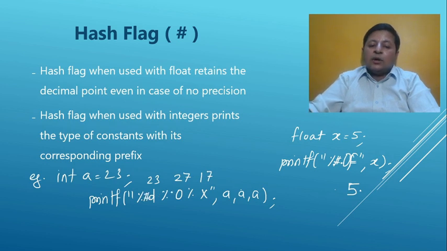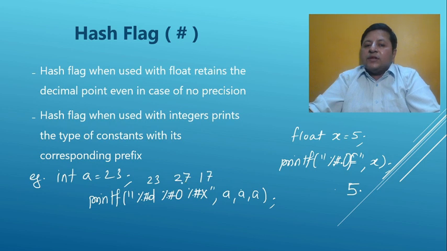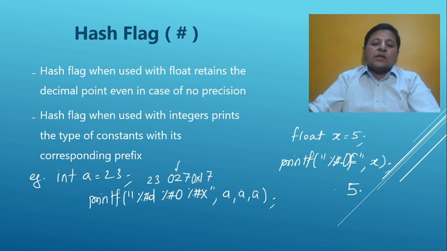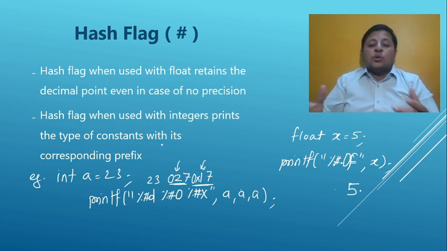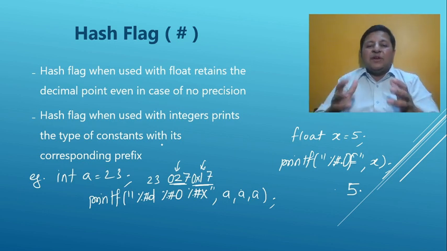Let us put the hash flag in decimal also, just to check that with decimal the hash flag is not going to have any effect. So 23 will still be displayed as it is, because that's the convention, no prefix. But for octal it will display 027, and for hexadecimal it will display 0x17. So this is being represented as octal and this as hexadecimal, and that's what the statement says. When the hash flag is used with integer constants, the corresponding constants are displayed along with their own prefix, so it becomes easy to identify.